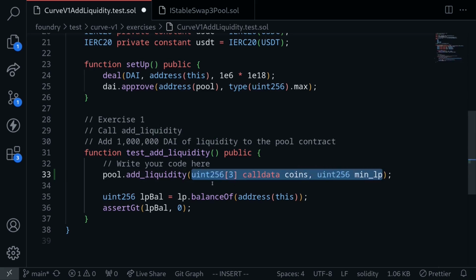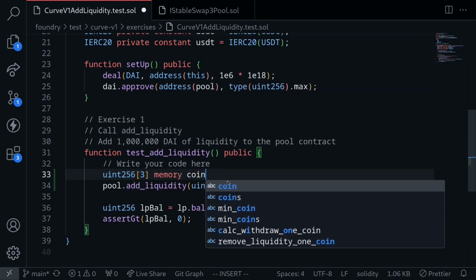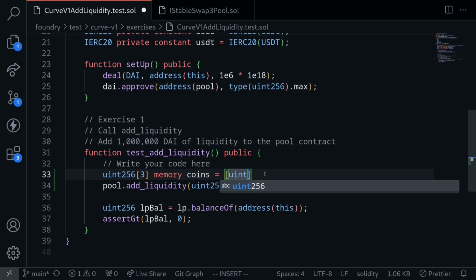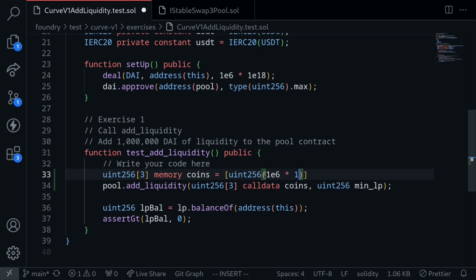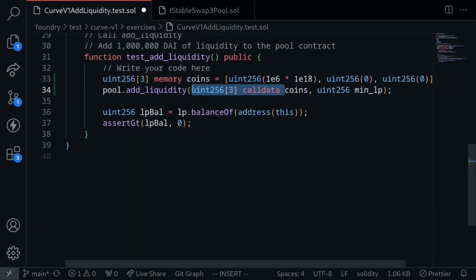Let's first create a uint256 array of size 3 with the balances of the coins to add as liquidity. Say uint256, size is 3, memory, and I'll call it coins is equal to. We're going to put in 1 million DAI, and the first element in this array represents the amount of DAI that we'll put in. Say uint256, 1e6 times 1e18. 1e18 because DAI has 18 decimals. Since we're only going to put in DAI, the rest of the numbers in this array will be zeros. uint256, 0, and uint256, 0. Okay, once we prepare the coins array, we can remove this part.